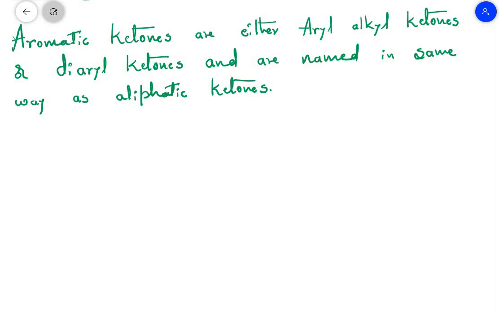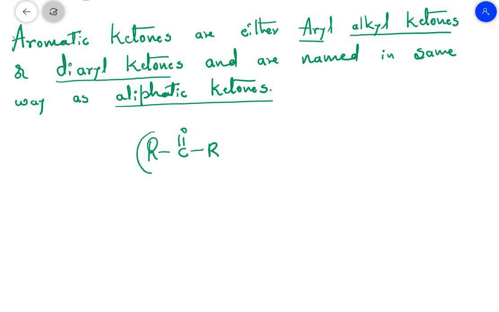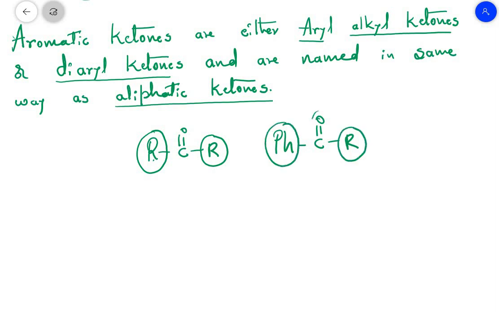Next is aromatic ketones. Aromatic ketones are either aryl alkyl ketones or simply diaryl ketones and are named in the same way as aliphatic ketones. For example, we know that the general formula of ketones is R C double bond O R. So if this R is alkyl group and even this also is alkyl group, then it is called as aliphatic ketone. But if this R group is changed into aromatic, that is a Ph, then followed by C double bond O, then followed by R, now this is called as aryl and this is called as alkyl, and since the functional group is ketone, it is called as aryl alkyl ketone.